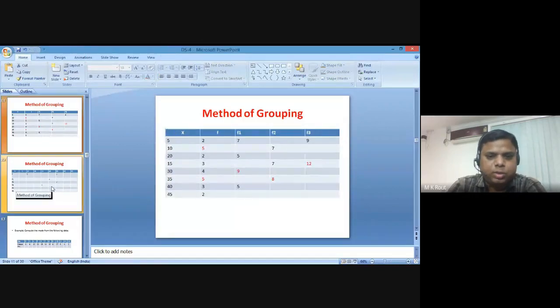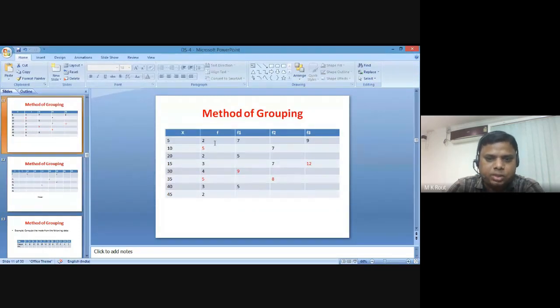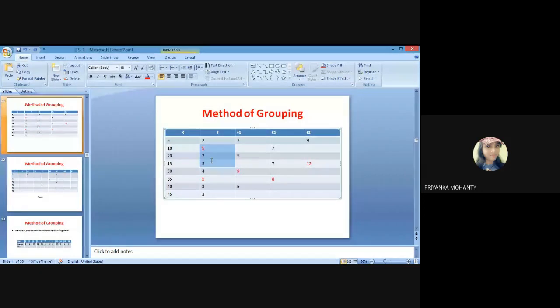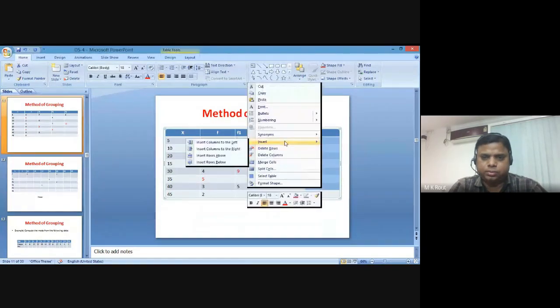So from the table you find that these values appear only a single time. So it is difficult to calculate the mode. That's why we go for further grouping. That means 2 plus 5 plus 3, these three. What is the value? 10, sir. 10. I just make a particular column for easy understanding.